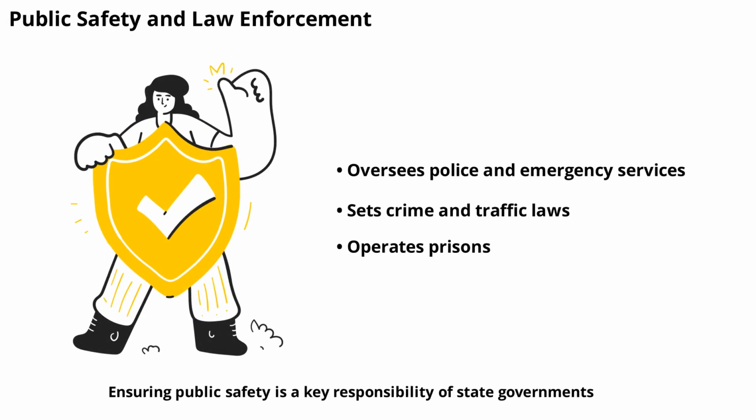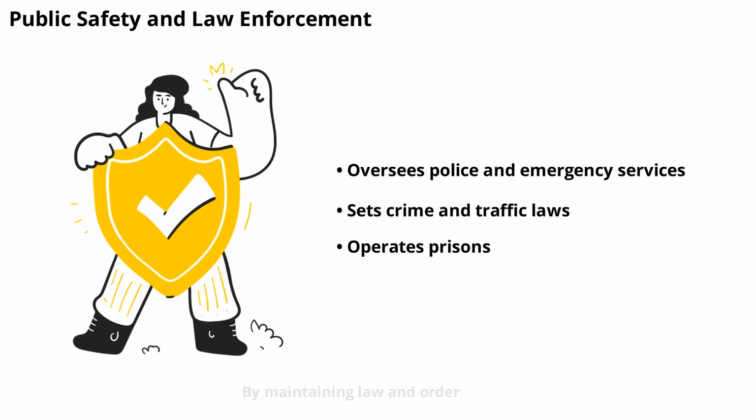Ensuring public safety is a key responsibility of state governments. This includes overseeing state police, highway patrol, and emergency services. States set laws related to crime, traffic, and public order, and they operate prisons and correctional facilities. By maintaining law and order, state governments help create safe communities where people can live and work without fear.